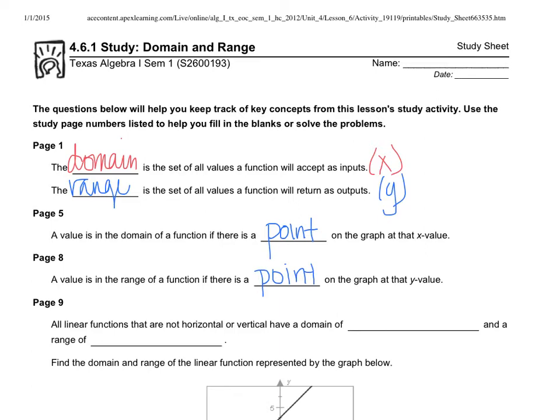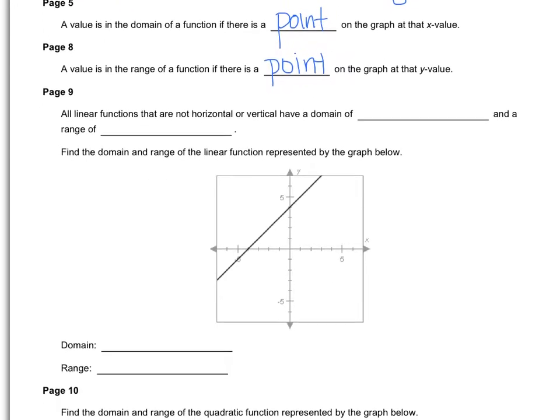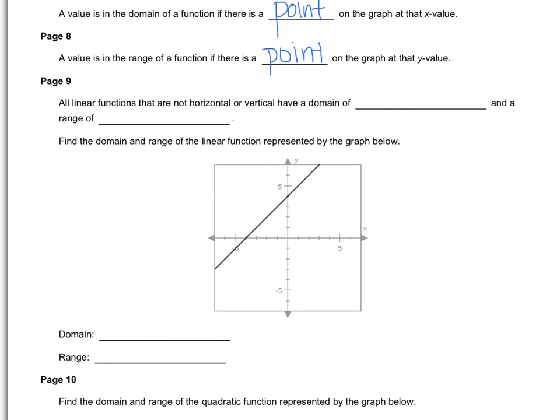So we're going to be utilizing this knowledge to actually find our domain and range of graphs. Thankfully these are much easier than they often seem. It's important to note that all linear functions, every single line that's not horizontal or vertical, which means it's diagonal, have a domain of all real numbers and a range of all real numbers.